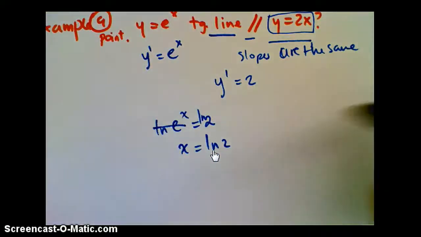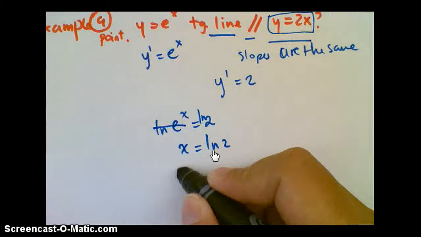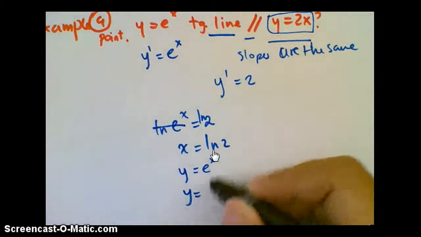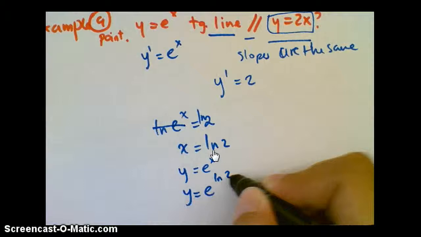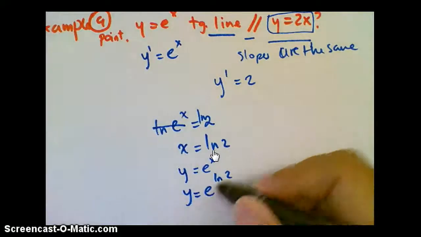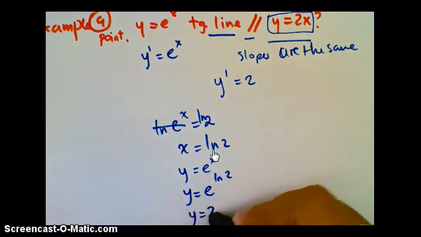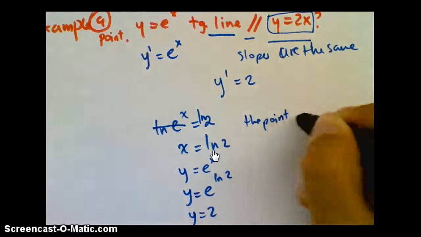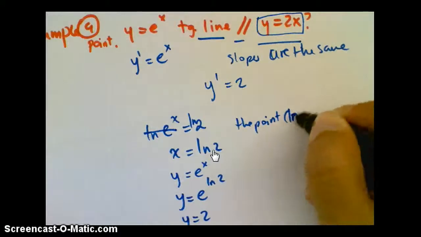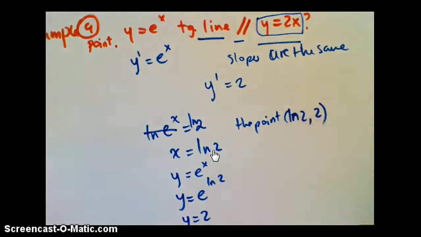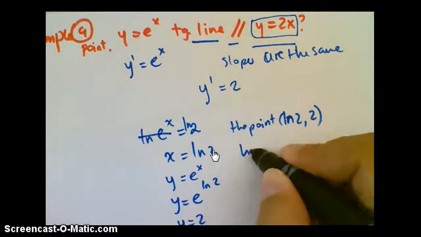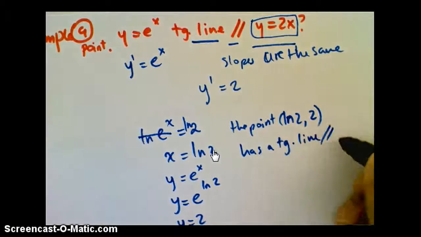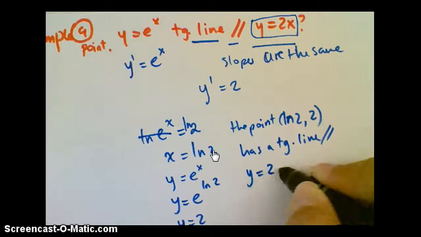Now how do I find the y? By replacing in my equation, y equals e to the x. x is natural log of 2. By inverses these two cancel out, so I have y equals 2. So the point (natural log of 2, 2) has a tangent line that is parallel to the line y equals 2x.